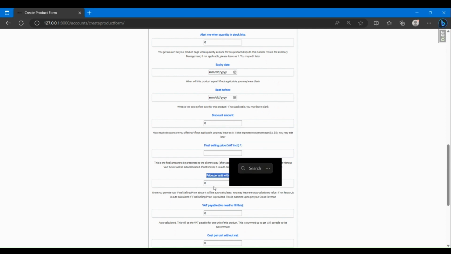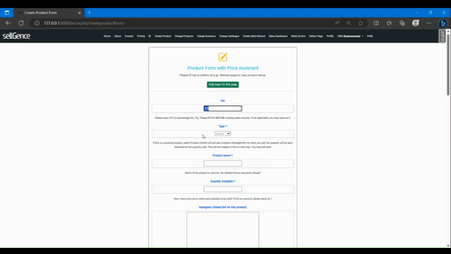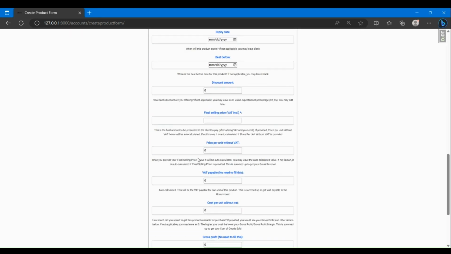If not known, you may provide your final selling price and your price per unit without VAT will be auto-calculated. Now, let's assume you have a VAT rate of 7.5%, but you don't know how much your final selling price should be. All you know is that you want $1,000 to be your revenue. And the VAT should be added on top of this price so the customer can bear the VAT. So let's fill in $1,000 for price per unit without VAT.